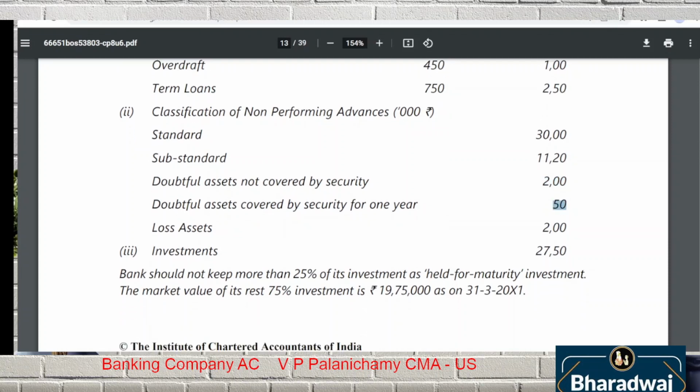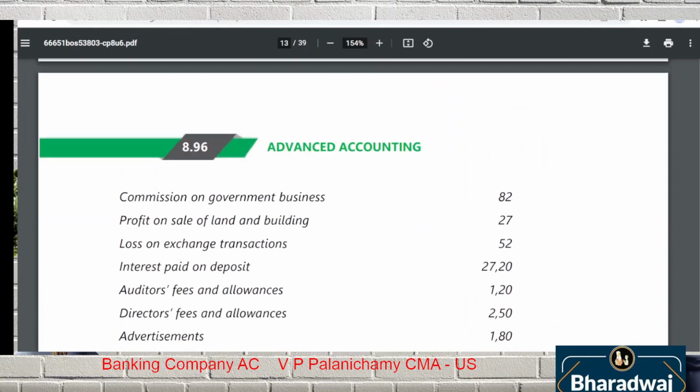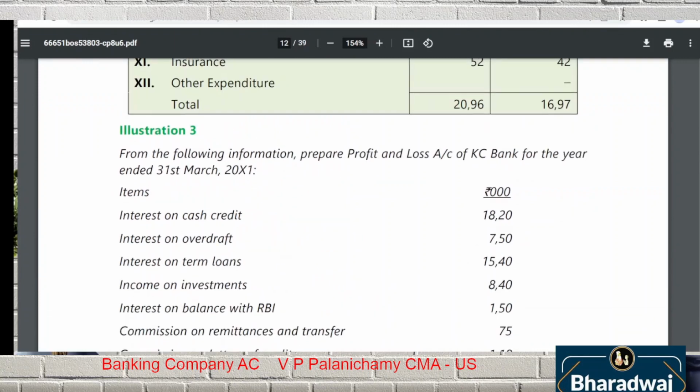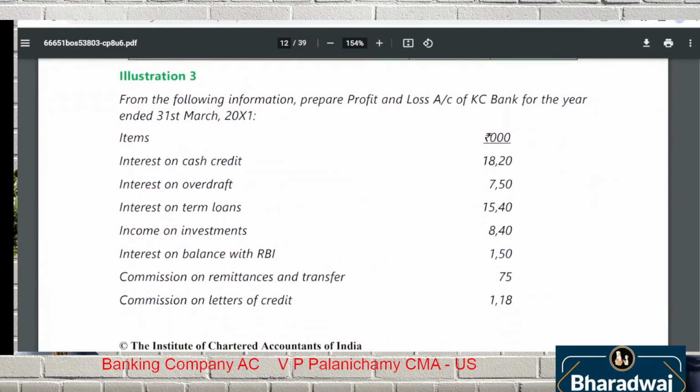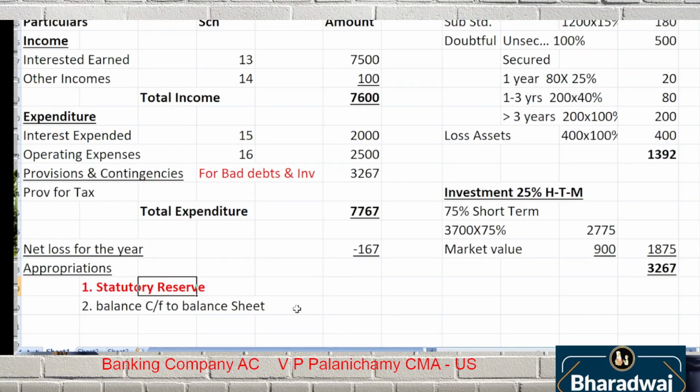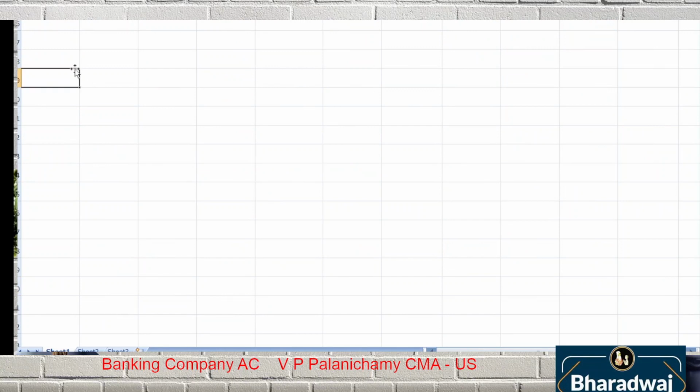So for standard, substandard, and doubtful assets, we can create the provision. Loss assets means 100%. Look at investment, 25%. More than 25%, you should not take it as held to maturity investment. Market value, the remaining investments are 19,75,000 only. Same like the last question you have put. So in the interest on cash credit, NPA, whatever is not received, you should cancel. Let us work out.